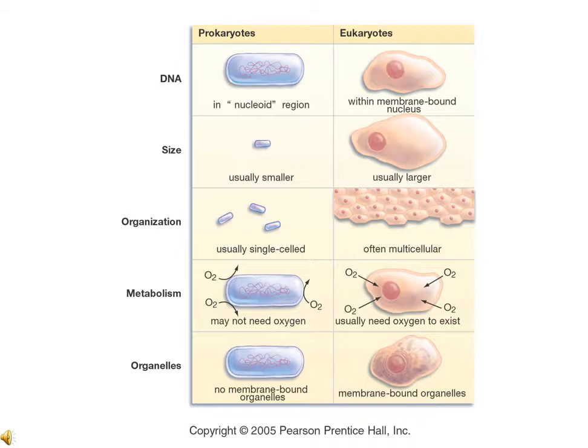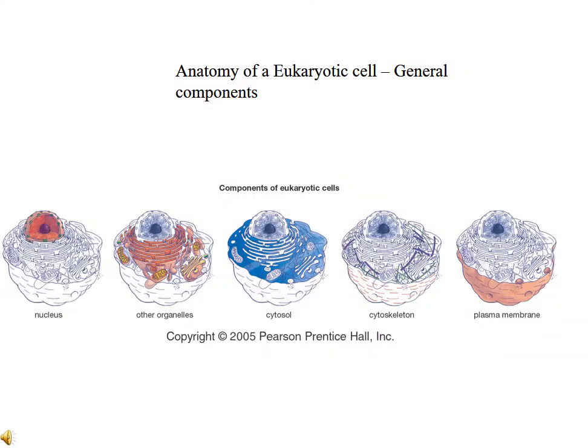As far as metabolism, the two also will differ. The prokaryotic cell will not have an abundance of membrane-bound organelles, whereas the eukaryotic cell, as you will see in a moment, is full of substructures that are surrounded by membranes carrying out important vital functions. Let's look at the anatomy of the eukaryotic cell.